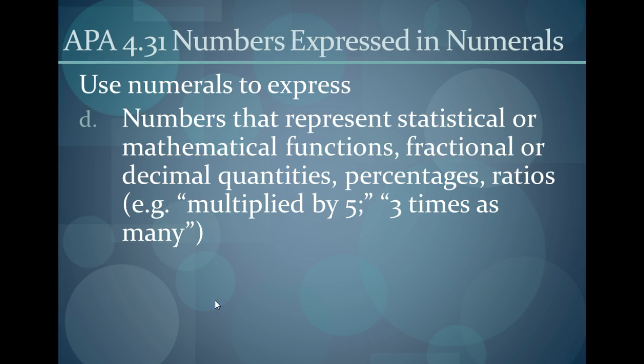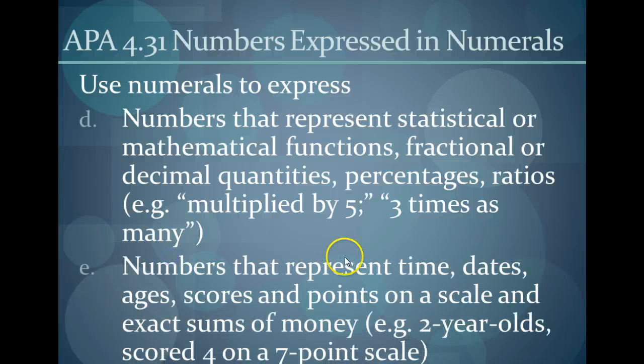Also, numbers that present any kind of statistical or mathematical functions, fractional or decimal quantities, percentages, or ratios, such as multiply by 5, 3 times as many. Those are written as numerals even when the value is less than 10. And then times, dates, ages, scores and points on a scale, and exact sums of money. For example, if you're writing $1 million, the 1 million would be written as a numeral. So APA is very specific on those kinds of things, and it's something that you need to pay attention to, especially in your dissertation.